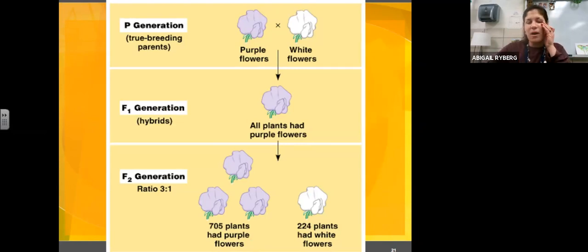So here's an example of the P generation. Remember, Gregor Mendel always started with true or purebred plants. So we have a purple flowered plant here, and he's going to cross it with a white flower. Then their offspring are what we're going to call the F1 generation. And then we take two of those and breed them together and look at their offspring.